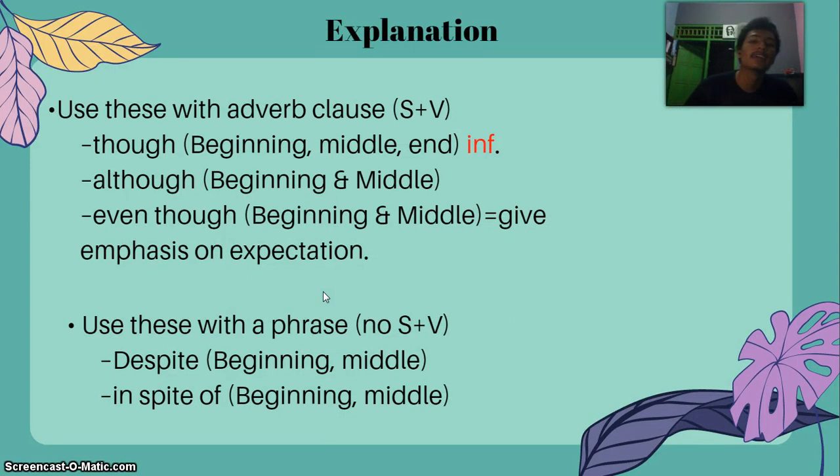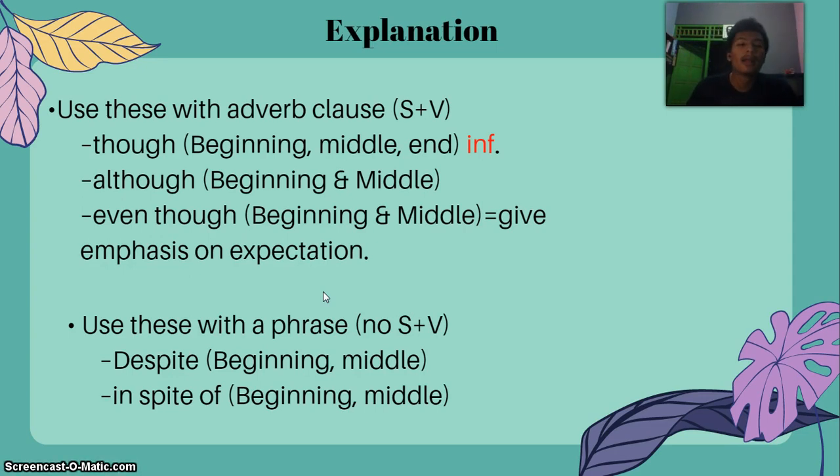So guys, this is my brief explanation about what I'm going to explain in the examples. Though, although, and even though are conjunctions. So what is a conjunction? Conjunctions are words that connect an independent and a dependent clause. And then despite and in spite of are prepositions. So what is a preposition? A preposition is a word that connects a noun or pronoun to a verb or adjective in a sentence.